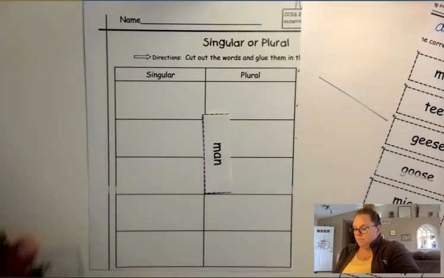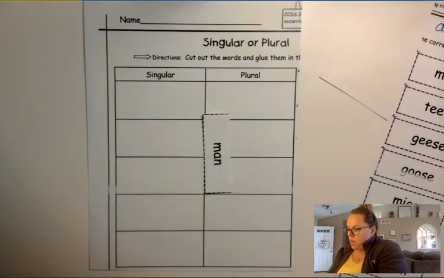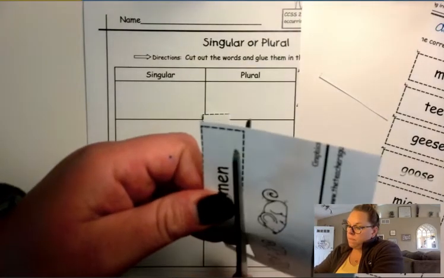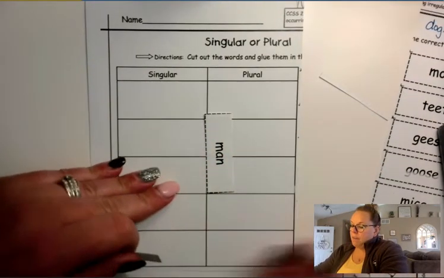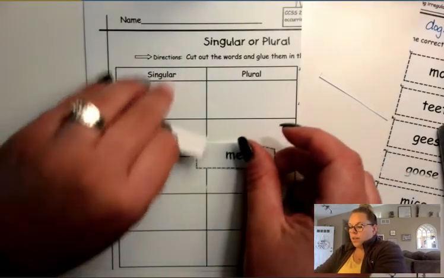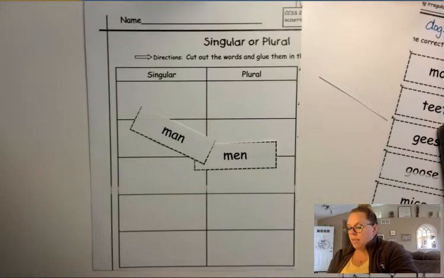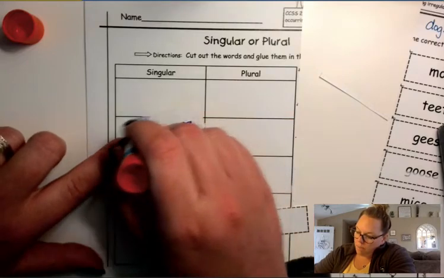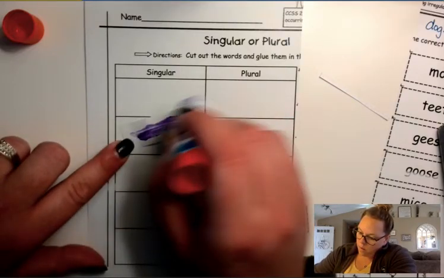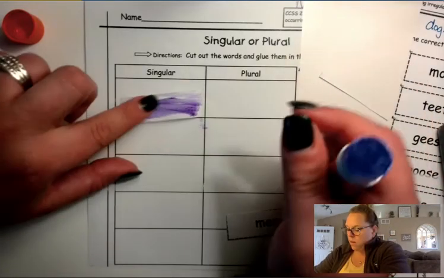Okay, so I have man, and I have men. Now, which of these words is singular and which of those words is plural? Well, I talk about one man. The man is at the table. That's one. That's singular. So I'm going to put man in the singular spot.